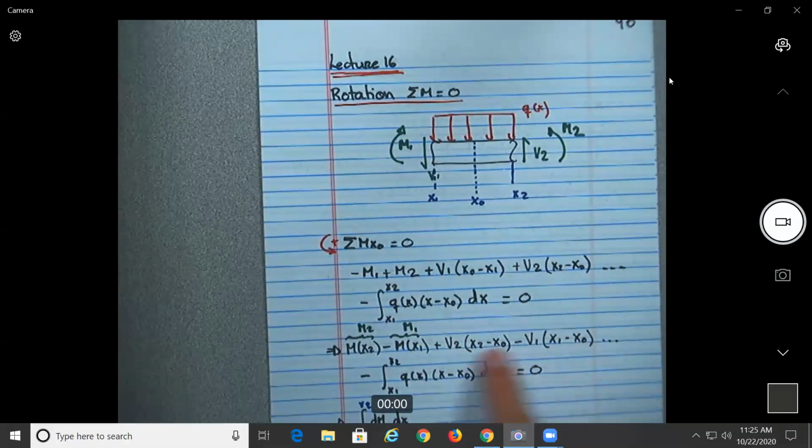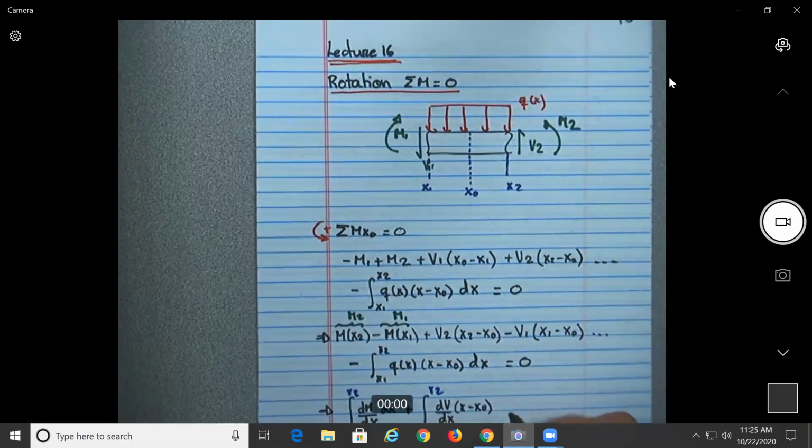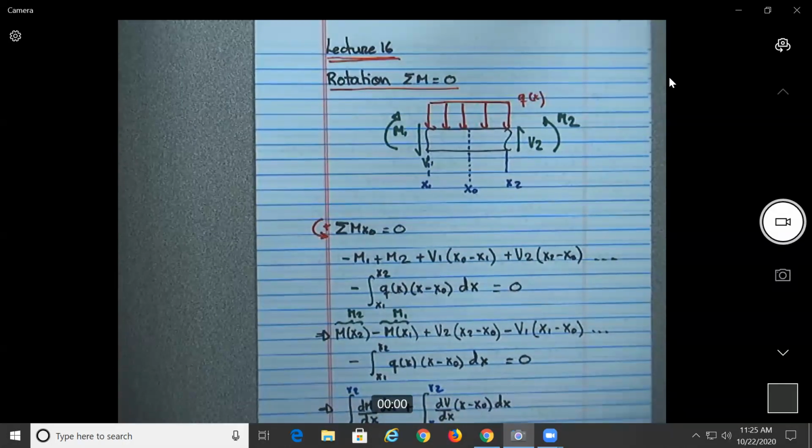All right. Now I can do the same thing for this one over here. So this will be plus the integral from x1 to x2 of dV/dx times x minus x0 dx. Oh, I should have done a middle step. Okay, I thought I was going to do a middle step, and okay, I think I can still do it. Minus the integral from x1 to x2 of q of x times x minus x0 dx equal to 0.